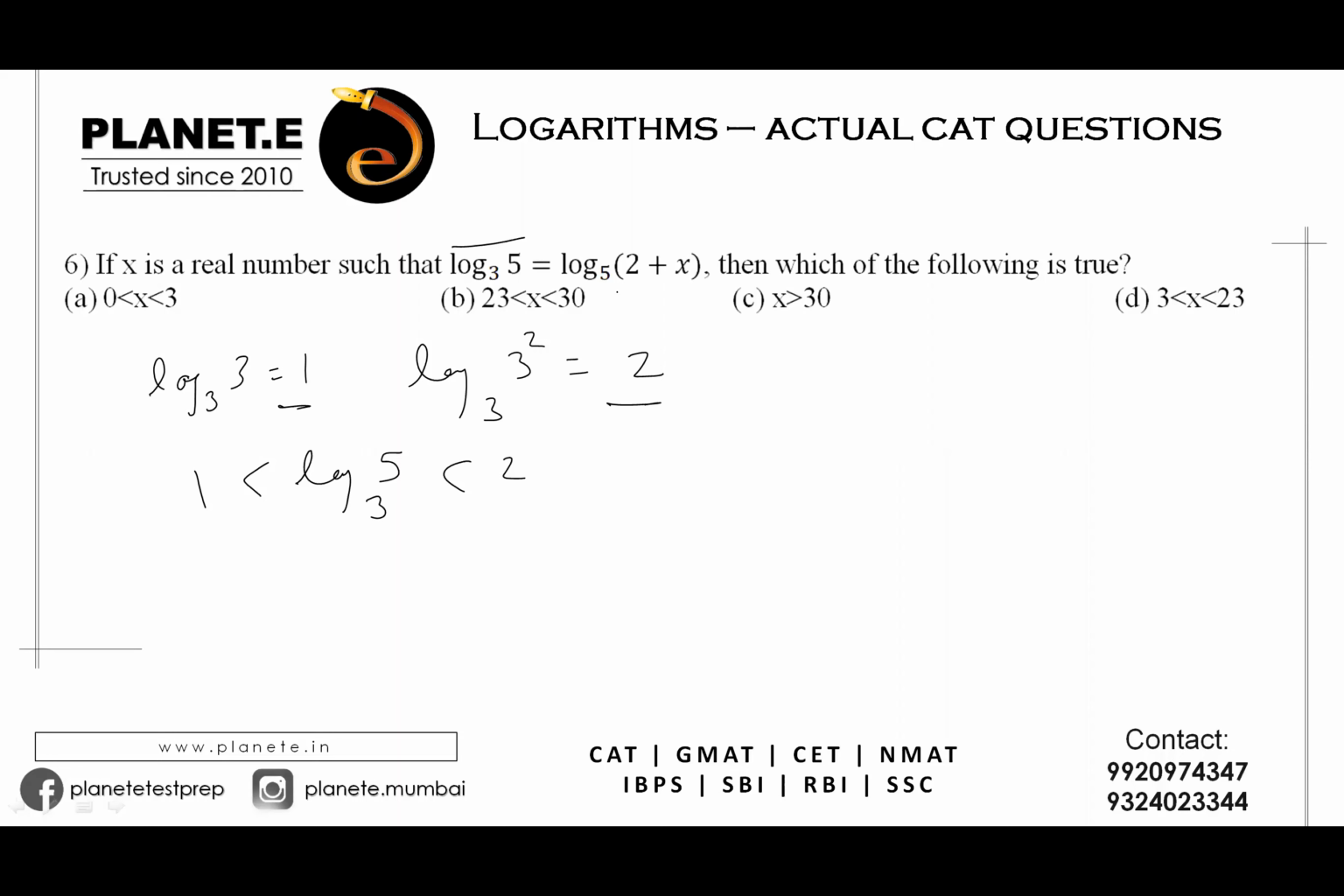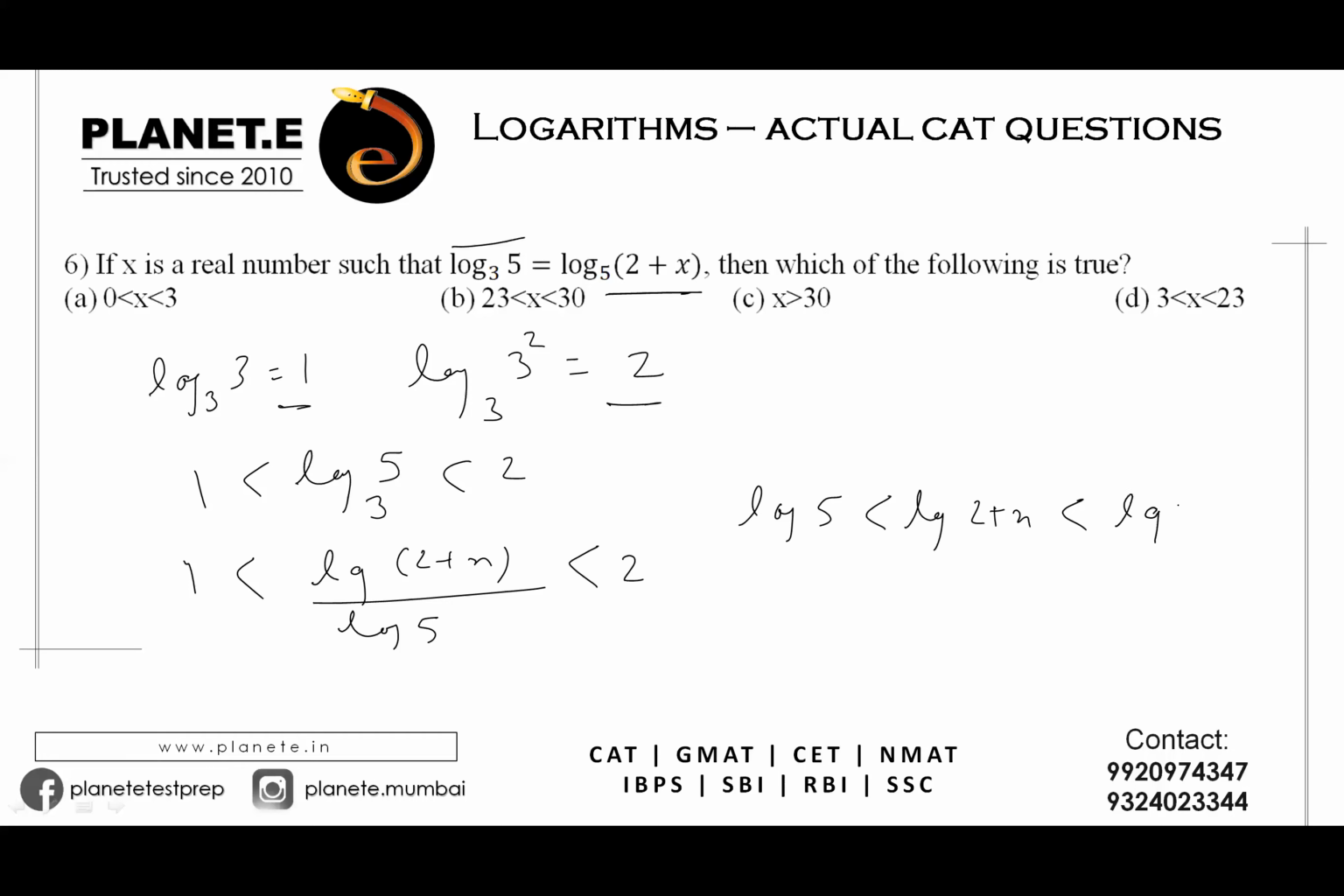Now, instead of log 5 base 3, I am given this value. I am supposed to calculate the range for x. So this will become 1 less than log of (2 plus x) to the base 5, which I can write as log 5 less than 2. So now let's multiply everything by log 5. So this will become log 5 less than log of (2 plus x), right, less than log of 2 into log 5, which is nothing but log of 5 square. If you do 2 into log 5, 2 goes up, 5 square becomes 25.